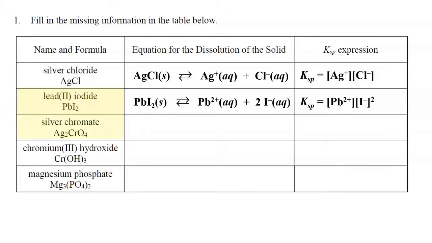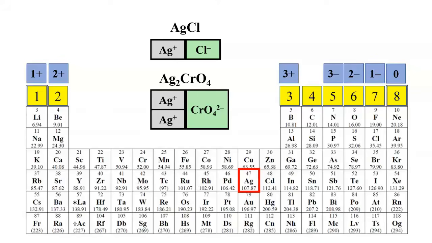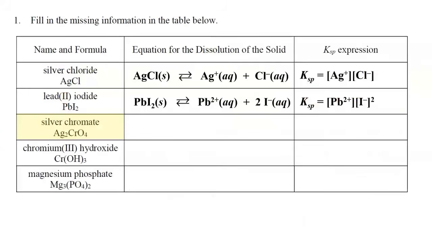This is silver chromate. So remember that the charge on silver is +1. We have 2 of them in this formula. So if I have 2 silver ions that are each +1, that means the charge on the chromate ion, CrO4, must be -2 in order to balance the overall charge in that formula. So on the left of the arrows, I have solid silver chromate, Ag2CrO4, and on the right, I have 2 silver ions plus 1 chromate ion.